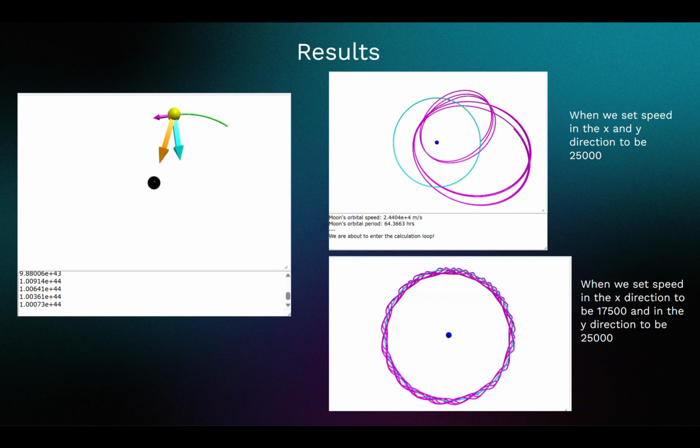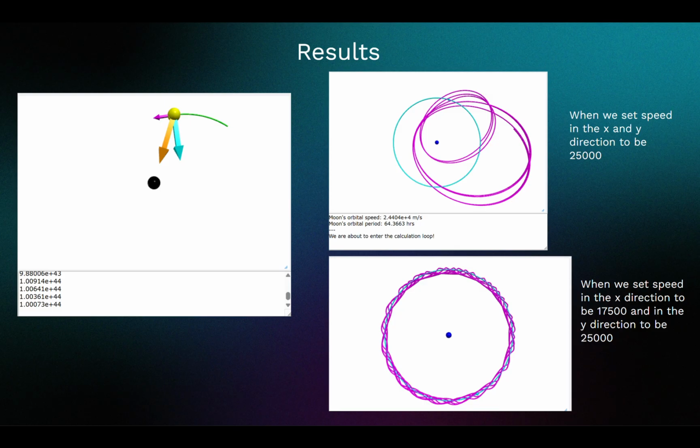These are our results. On the left, we have our results from part 1. The pink arrow shows dp dt parallel. The teal arrow shows dp dt perpendicular. And the orange arrow shows the net force. And we have the given mass of the black hole for each loop. On the right shows the results for part 2 in the lab.